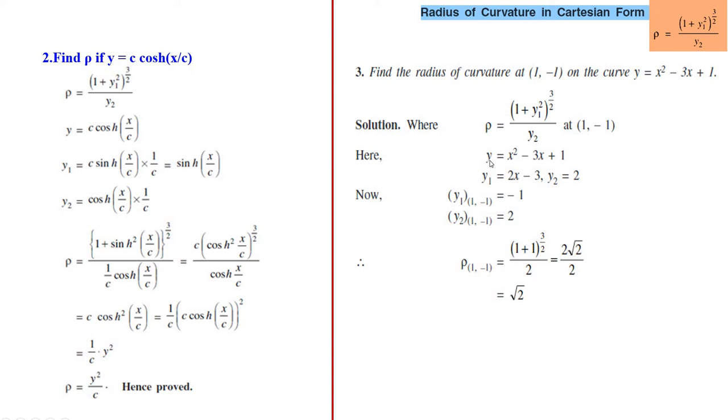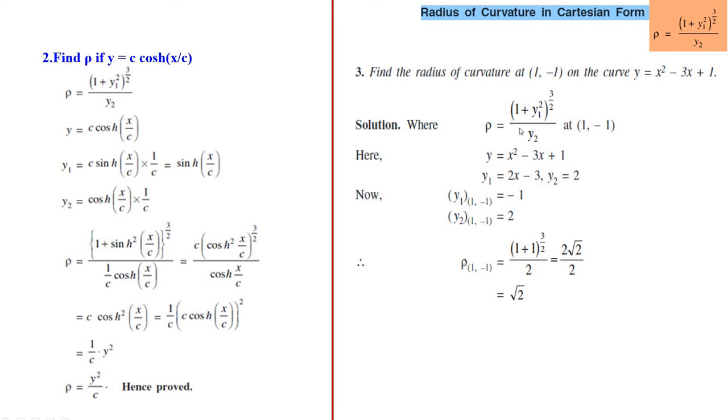So you first consider y, what is given, then differentiate that with respect to x. You have this 2x minus 3, and again differentiate, you get y2, that is 2. Now y1 at the point 1 comma minus 1 is minus 1. You are substituting in the place of x, you have 1. So you have 1 minus 3 plus 1, so minus 1, and this one comes as such.